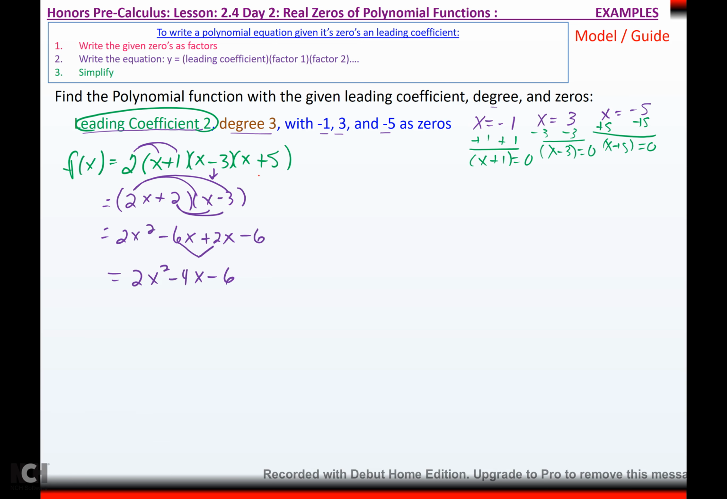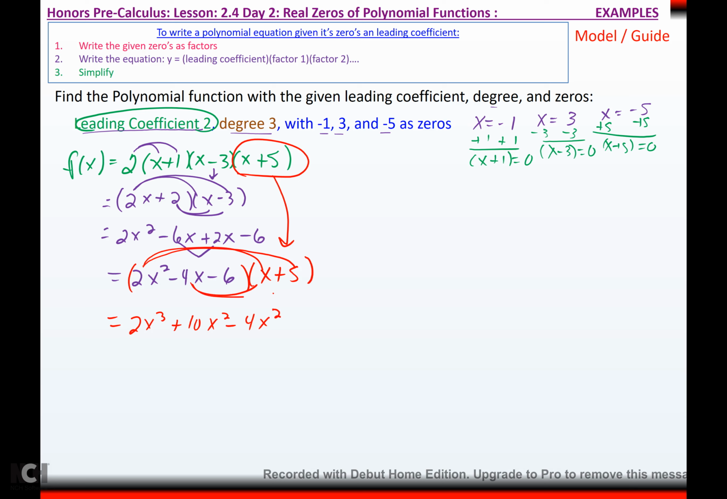All right, and then don't forget my third one. The x plus 5 still needs to come down. And we multiply that out. 2x squared times x is 2x cubed. 2x squared times 5 is 10x squared. -4x times x is -4x squared. -4x times 5 is -20x. -6 times x is -6x. -6 times positive 5 is -30.